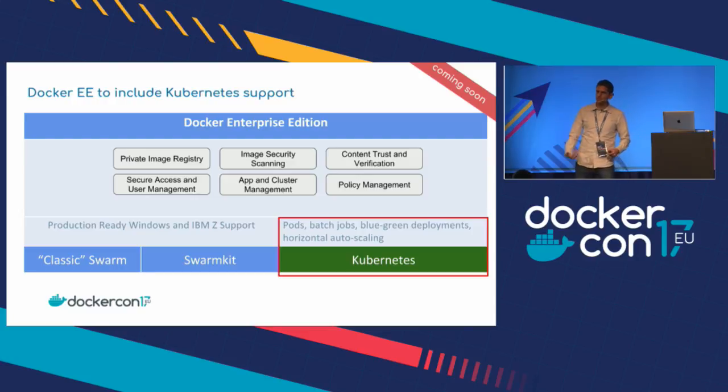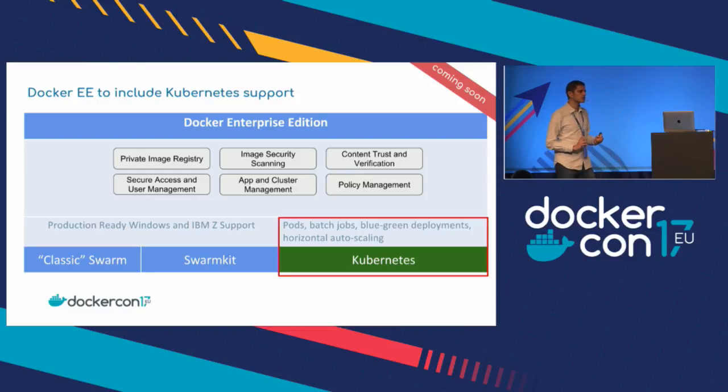So the idea here is to bring Kubernetes online in the cluster and take advantage of features that are in Kubernetes, things like pods, batch jobs, blue-green deployments, horizontal auto-scaling. And for a user, it's all about choice. You get to choose which orchestrator you want, which feature sets you want. There are things that are not yet supported GA in Kubernetes, like production-ready Windows and IBM Z support, so you can use SwarmKit for those. And Kube you can use to get the features that you want.